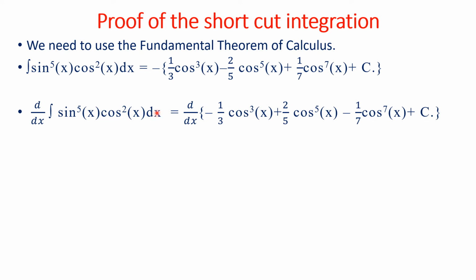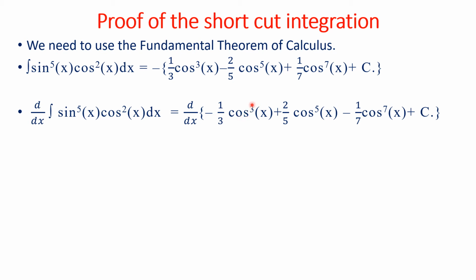And the dx goes with the derivative, because if you cancel the derivative with the integral, then this part of the derivative will also be cancelled. So the derivative of the right-hand side must be equal to sine to the power 5 x multiplied by cosine square x for the proof to work. So let's do the derivative over here the normal way.